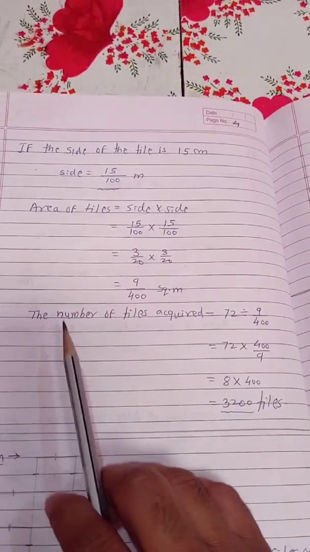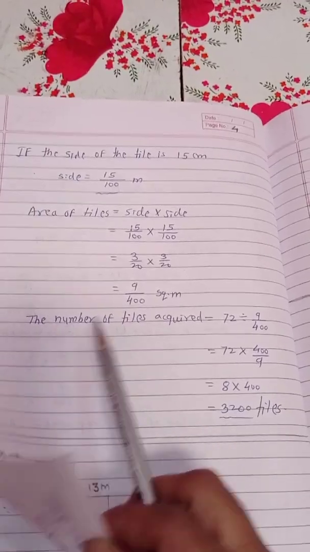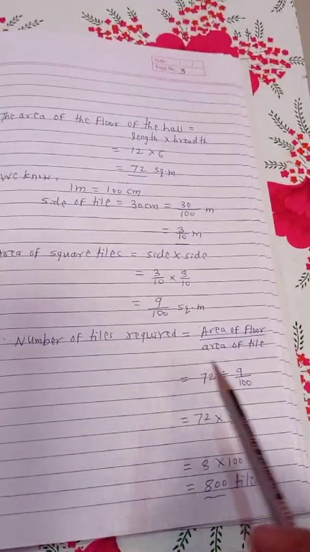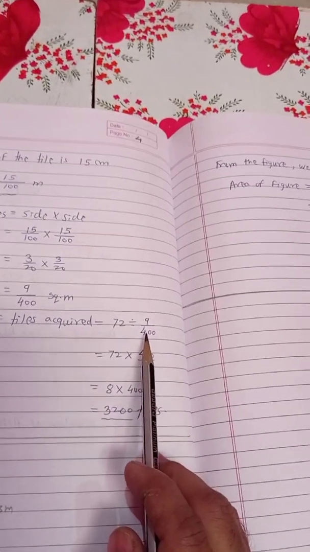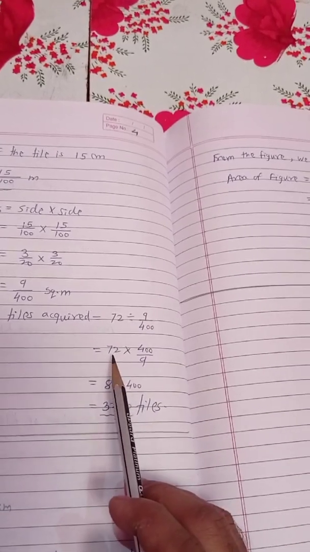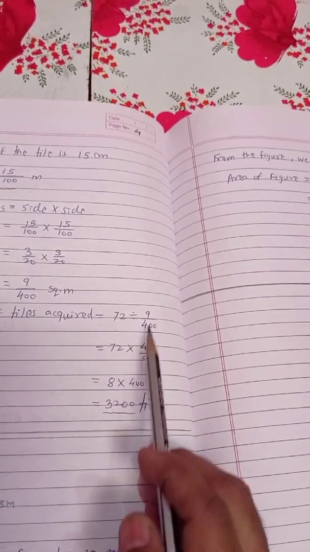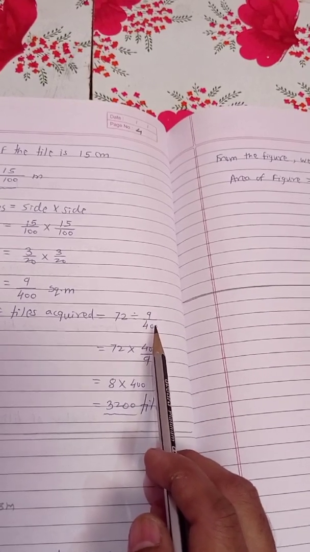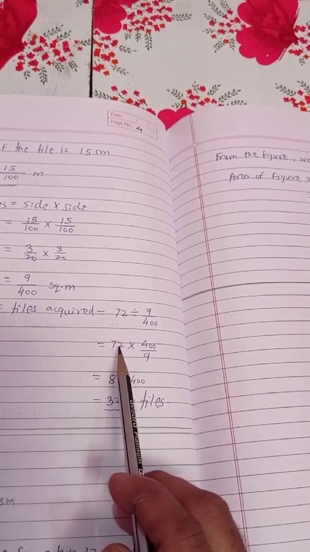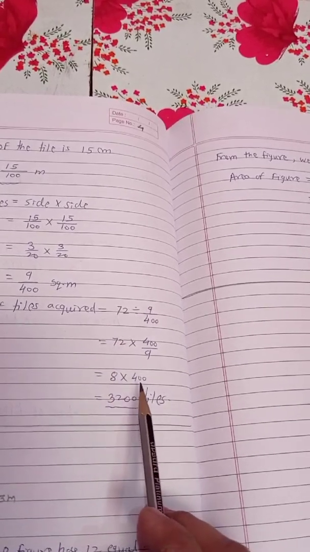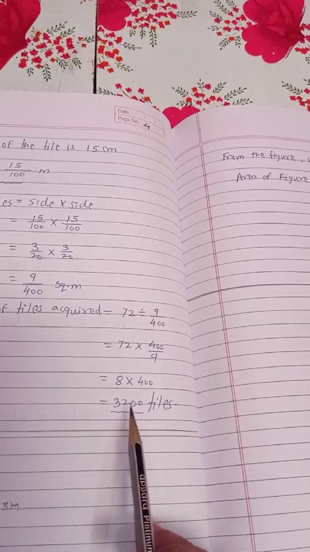And again use the formula from last time: the number of tiles required is the area of floor upon area of a tile. See here, area of the floor is given as 72, divide this by 9 upon 400. How to do this fraction division, you know it: 72 multiply by the multiplicative inverse of 9 upon 400, that is 400 upon 9. And 9 eights are 72, that is 8 multiply by 400, what will we get, 3200 tiles.